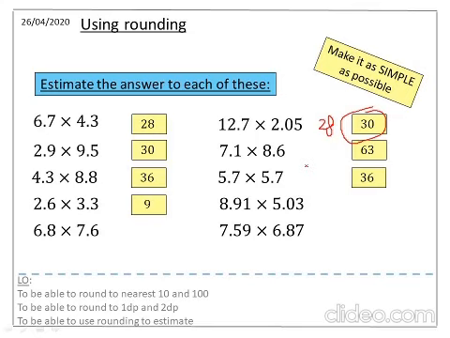Okay, 5, 4, 3, 2, 1. 9 times 5, 45. 5, 4, 3, 2, 1. 7 times 8. What's 7 times 8? 56. Okay, 8 times 7, also 56. All right, so this is the reason for rounding.